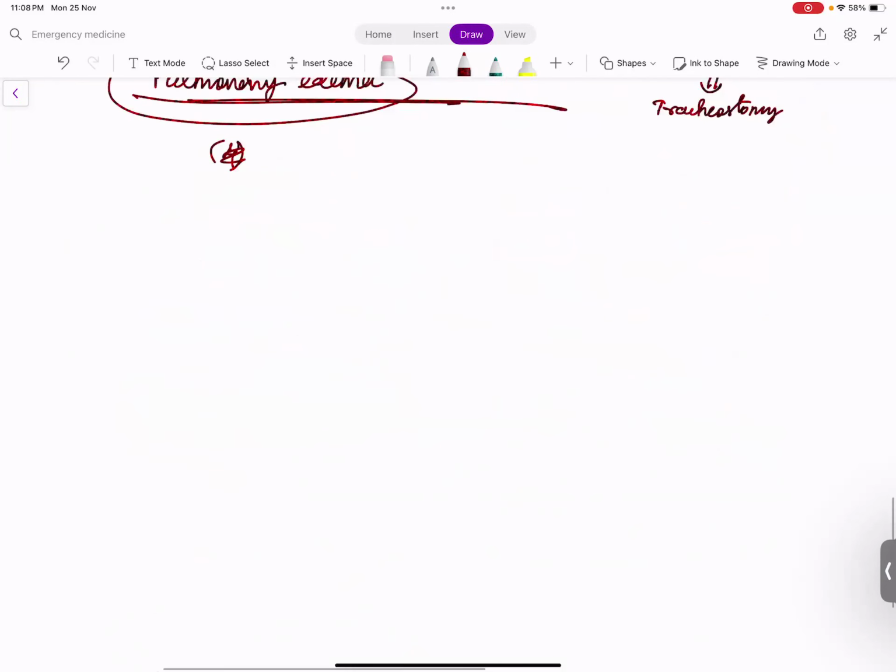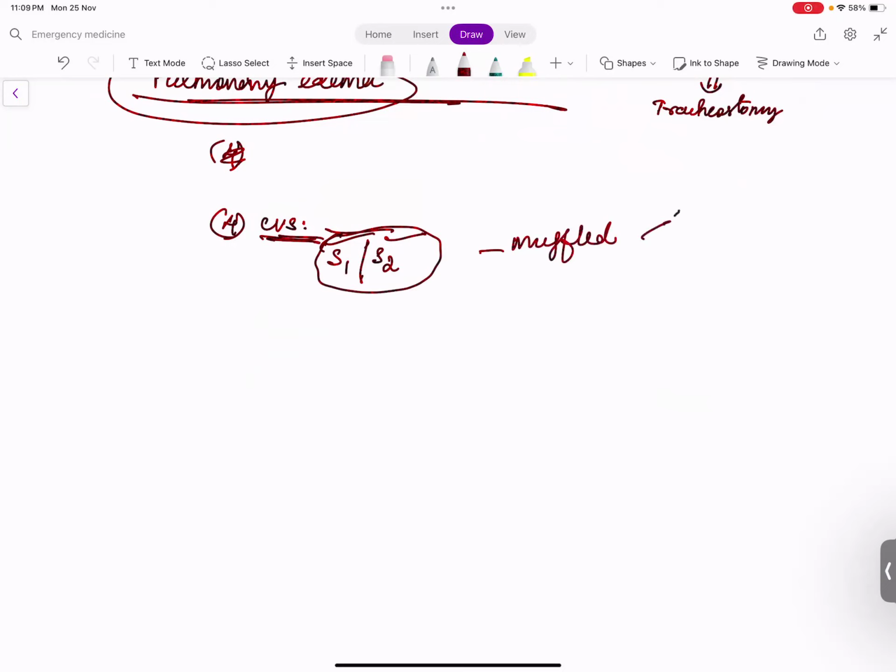And then the fourth thing is you have to look at the cardiovascular system. So again, patient will be in tachycardia due to the respiratory distress. It may be difficult to appreciate every small murmur and everything. Just try to identify whether you are able to hear S1 and S2. Because if you are not able to hear S1 and S2, if heart sounds are muffled, then you may be dealing with a case of pericardial effusion or cardiac tamponade.